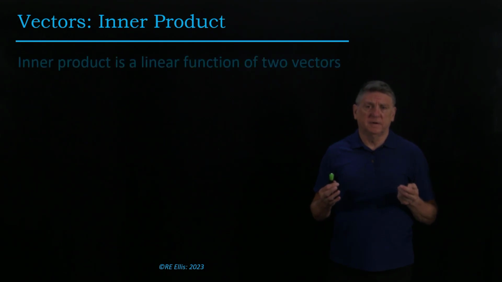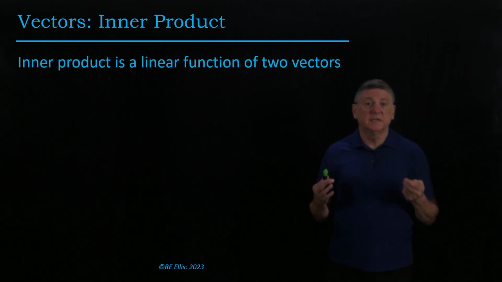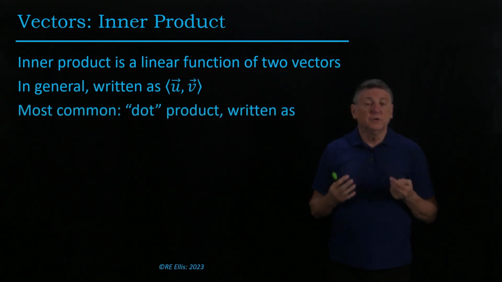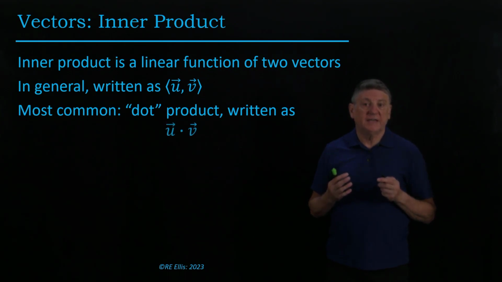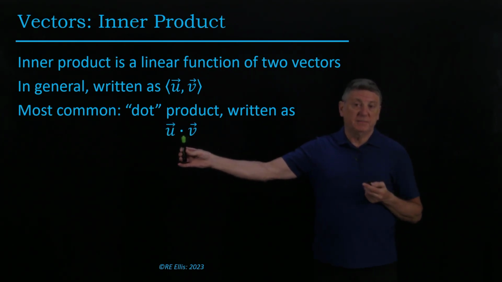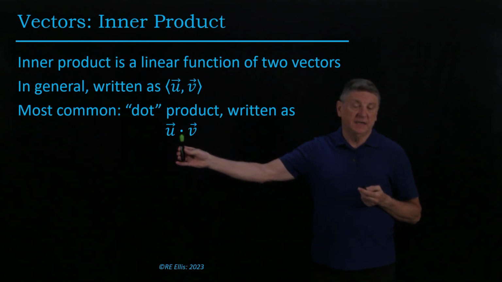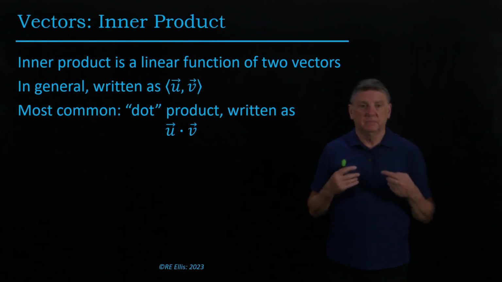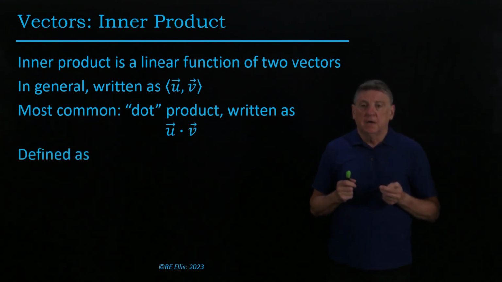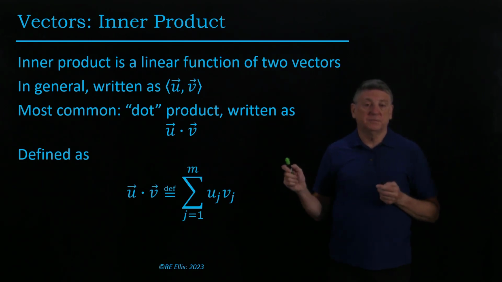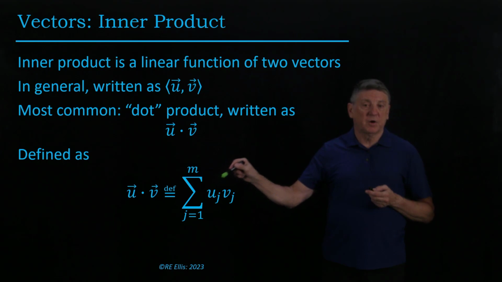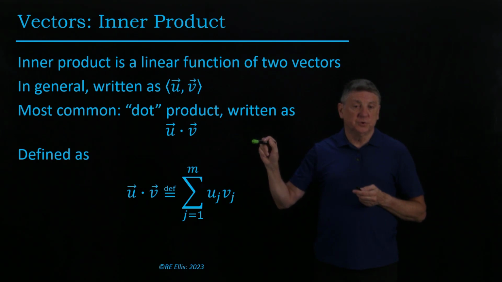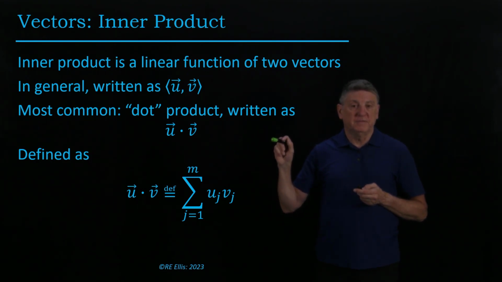The inner product of a pair of vectors is a linear function of them. In general, it's written using these angle brackets. The one that we'll use is most commonly called the dot product, and it's written in infix notation. That means the operator is inside the symbols, and this is u dot v, or the dot product, or the simple linear product. The dot product of vectors u and v is the sum of the products of the respective entries. So this would be u1 v1 plus u2 v2 plus u3 v3, etc.